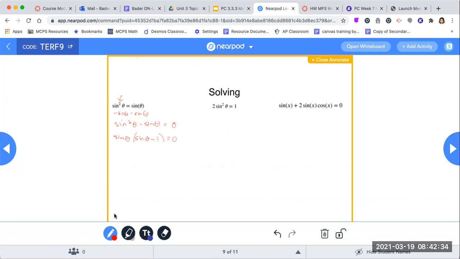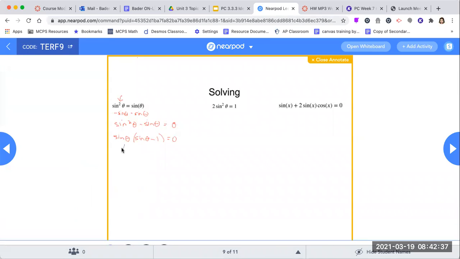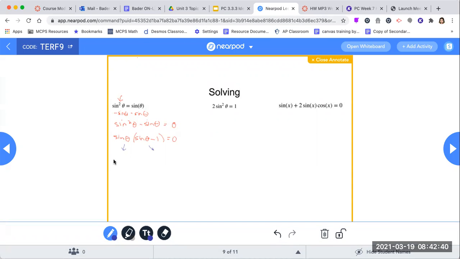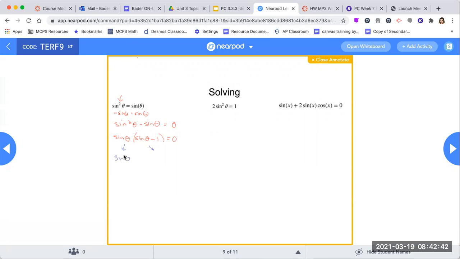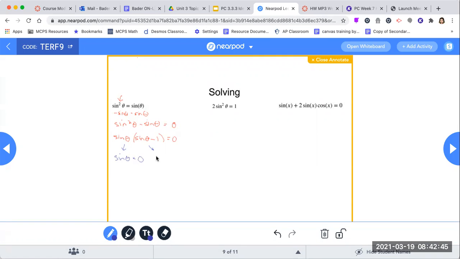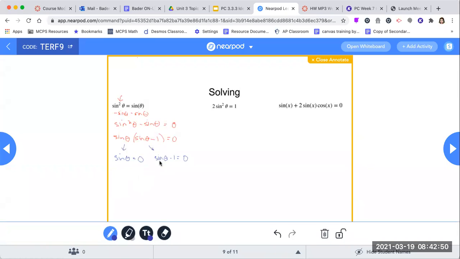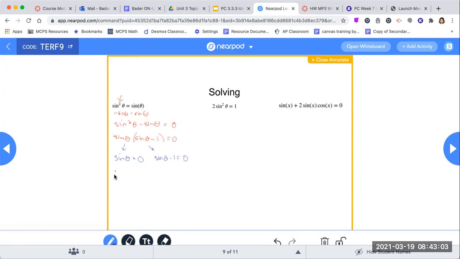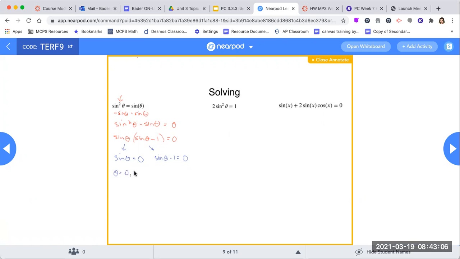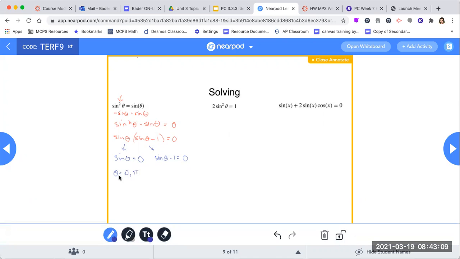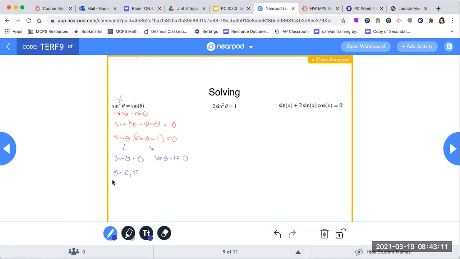Okay. Now we're going to split the expression and set each piece equal to 0. So sine of theta equals 0, and then sine of theta minus 1 equals 0. And this is where you need to be comfortable with your unit circle. Where on the interval from 0 to 2 pi do you have a sine of 0? 2 places, 0 degrees and pi, or 0 radians and pi radians, right? And those are 2 of your answers.